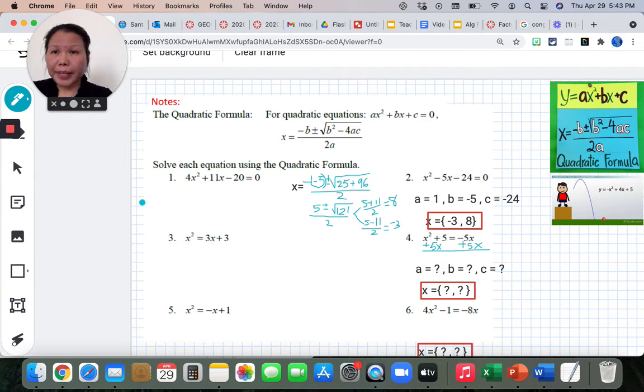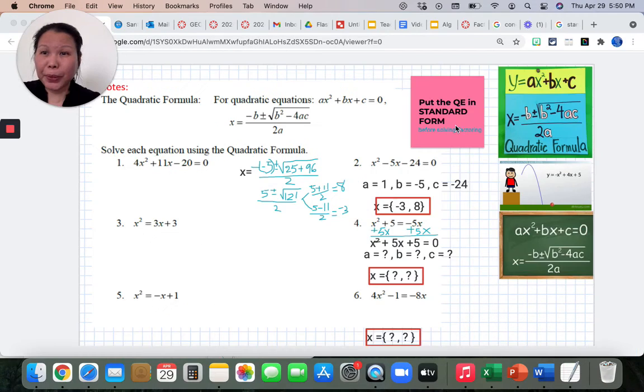And let's type it in so that it's easier to see. Post it. It said put the quadratic equation in standard form before solving or factoring. The second, number 4, we started with the inverse operation of adding 5x to both sides. That way I can go ahead and cancel out the negative 5x on the right, and I'm left with 0.